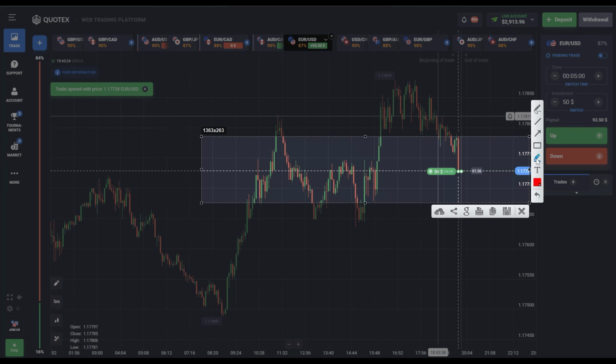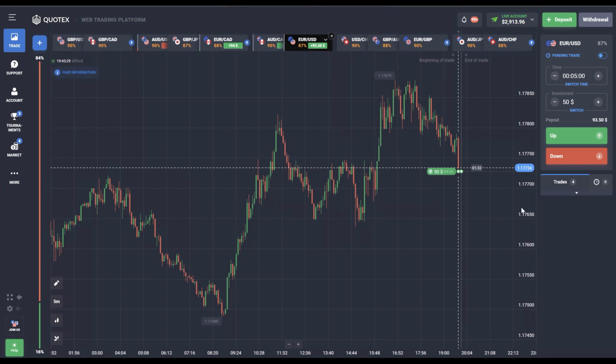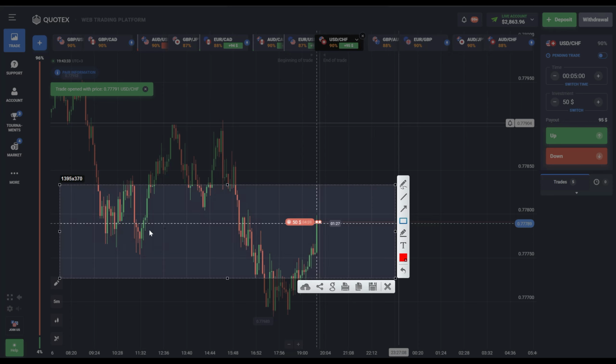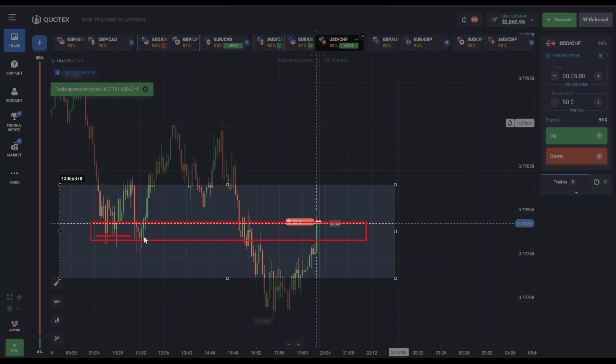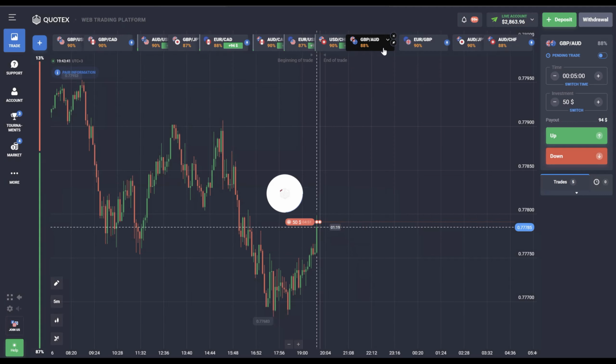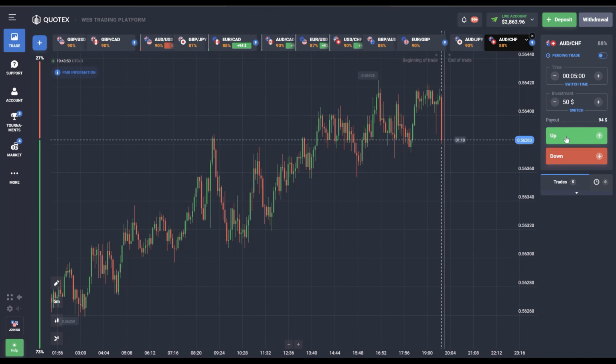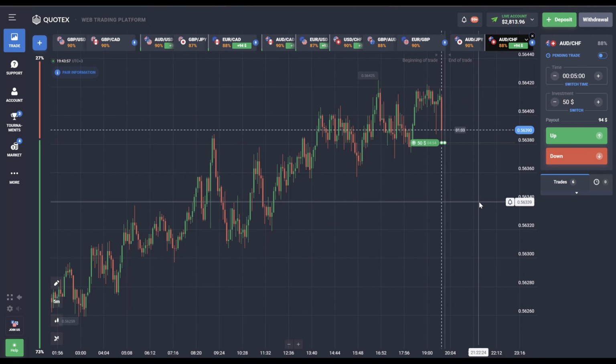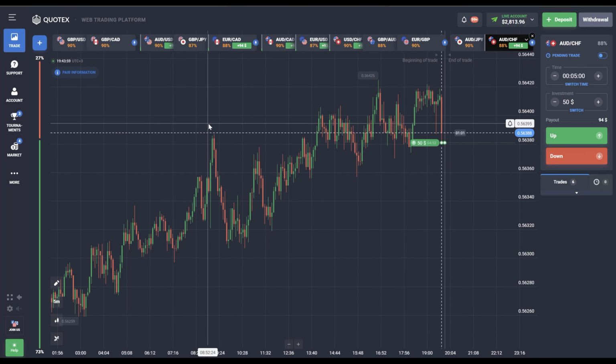Euro dollar, I'll also open a long position. We have a support zone right here. Dollar Swiss franc, I'll also open a short position. The price has gone up too. Last time we opened somewhere around here, trying to profit from the momentum now too. And Aussie dollar Swiss franc, I'll also open a long position. So that makes 6 trades open at the moment. Speeding up the video, and I will be back once the trades close.